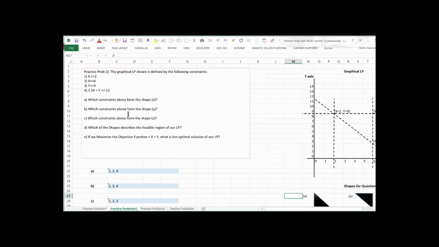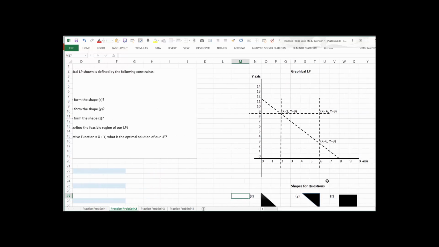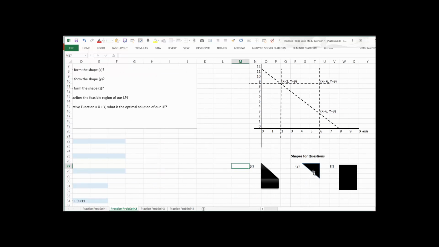So which constraints above form the shape Y? Here is the shape Y, and this looks like a little triangle. If we look for the constraints that form this triangle, the only place where we can find that particular shape is in this area here. So it will include this constraint, which is y is less than or equal to 9. It will include this constraint, which is x is less than or equal to 6.